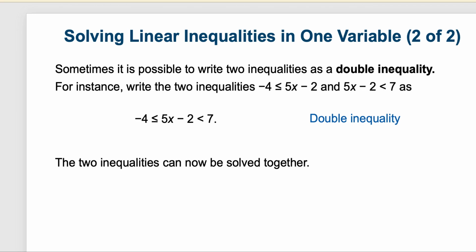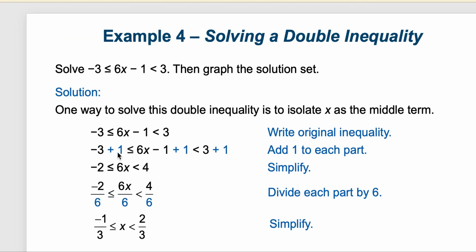Now let's see how I can do that. The rules we're going to follow are the same as for a single inequality, but we just have to be extra careful because we have a double inequality, right? So again, we're going to start with writing the original inequality, which is negative 3 less than or equal to 6x minus 1 is less than 3. And our goal is to always isolate the x. So how can we isolate the x over here? We can add 1 on both sides.